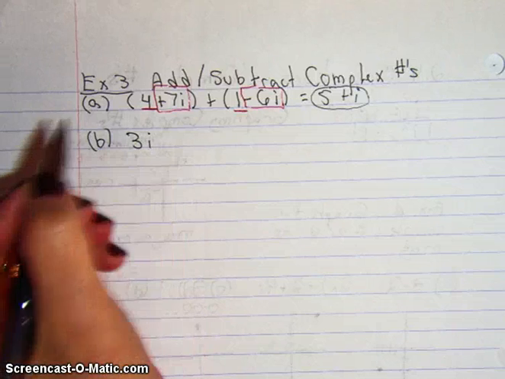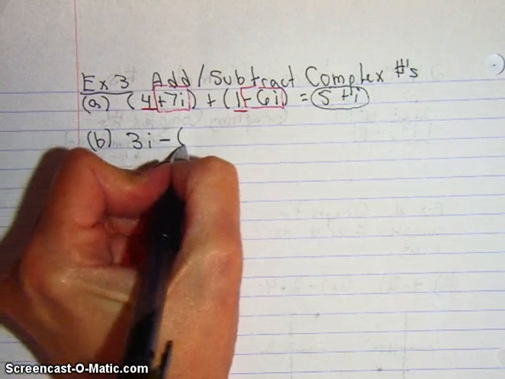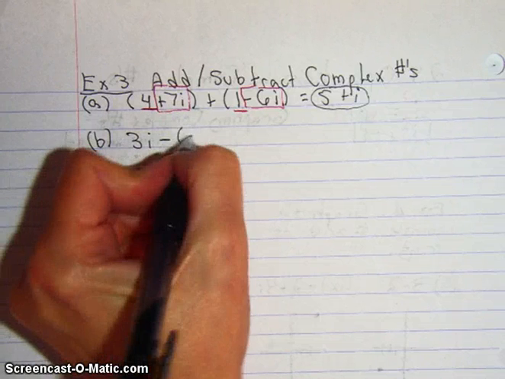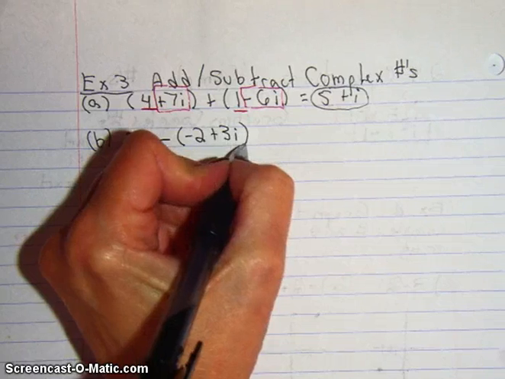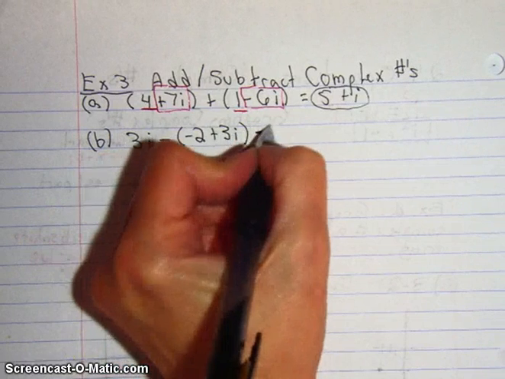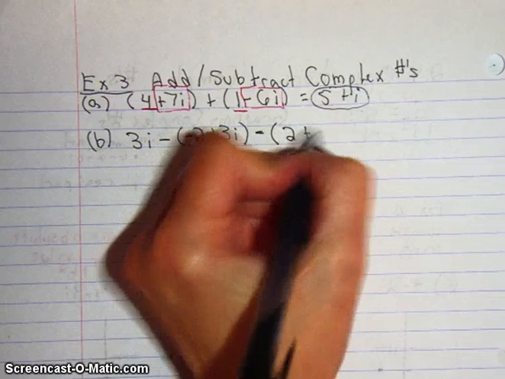All right, next one, 3i minus the complex number negative 2 plus 3i, minus the complex number 2 plus 5i.